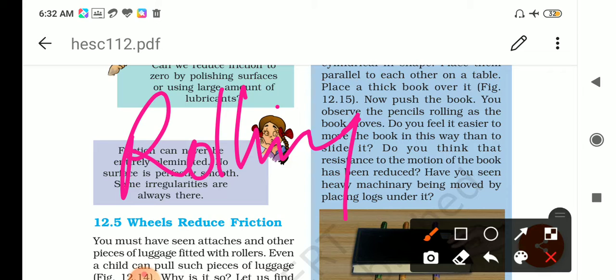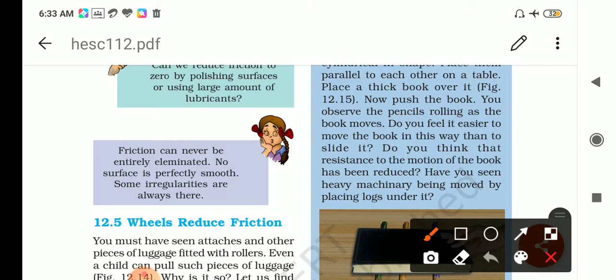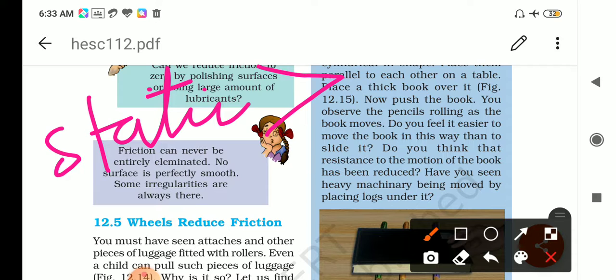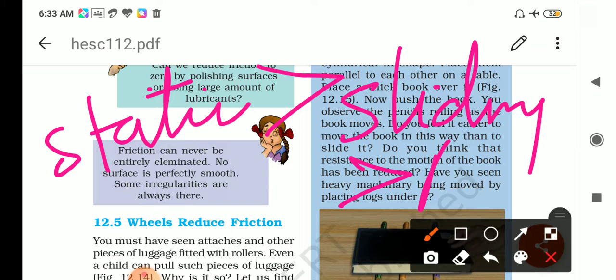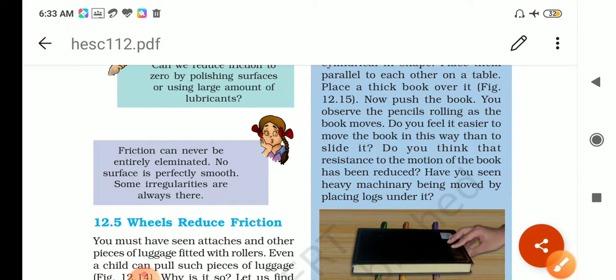When the object is moving over wheels, the friction is called rolling friction, because the wheel rolls and along with the rolling it also moves ahead. The friction acting at this time is called rolling friction. The value of rolling friction is least. If we arrange it, static is more than sliding, then more than that, last is rolling friction. So the least value is of rolling friction and the most is of static friction.